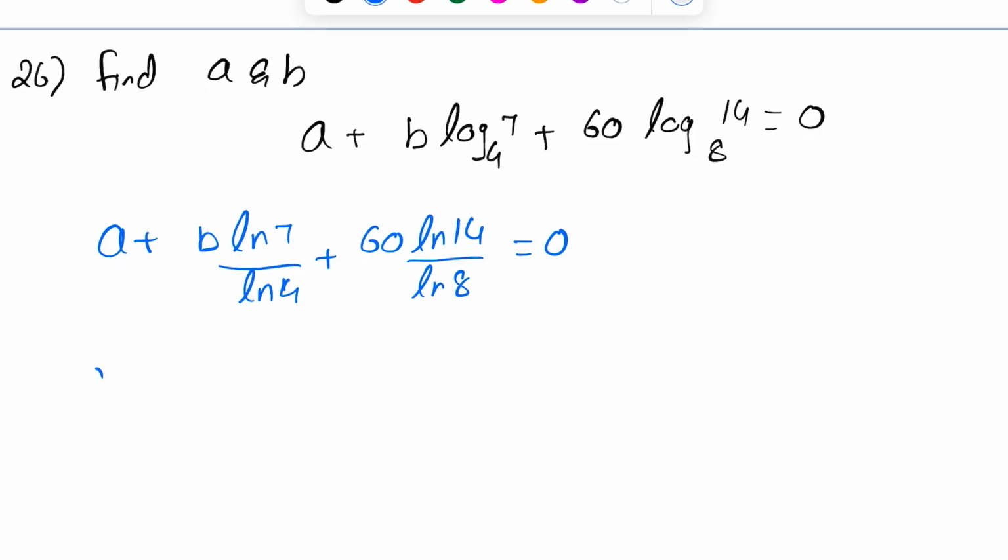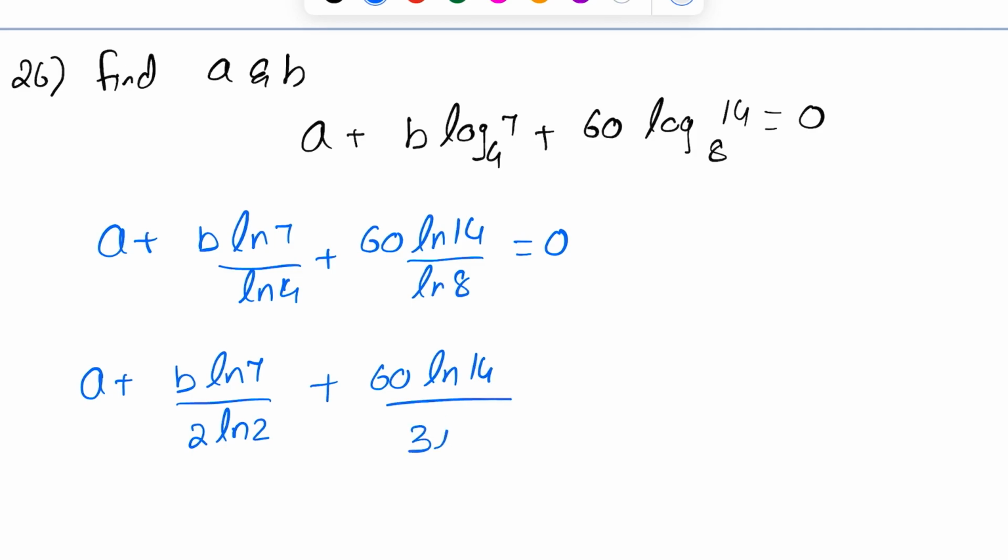What am I going to do then? A plus b ln 7. Ln 4 can be written as 2 ln 2. 60 ln 14. Again, 8 can be written as 3 ln 2. So everything is having the same denominator ln 2. So 3 times 1, 3 times 20. So my common denominator is going to be 2 ln 2.